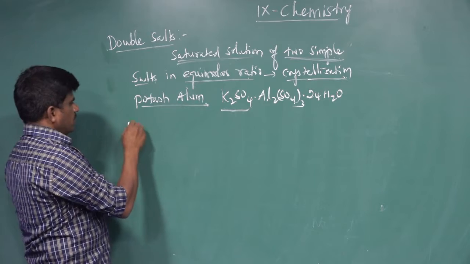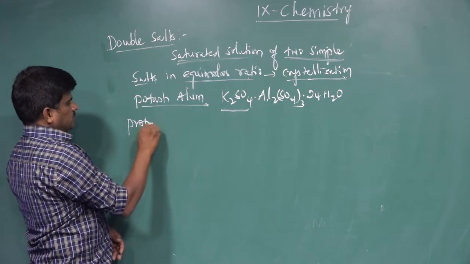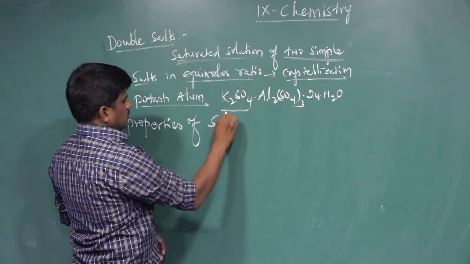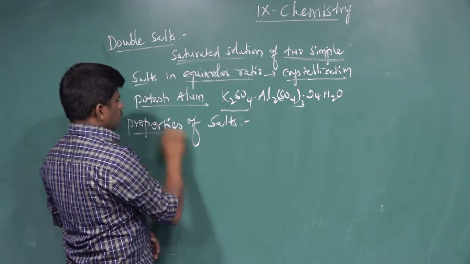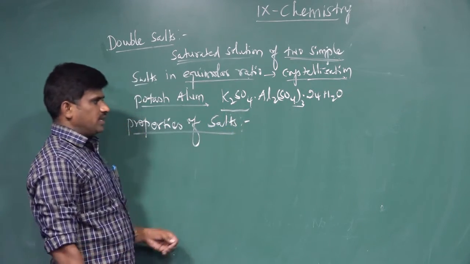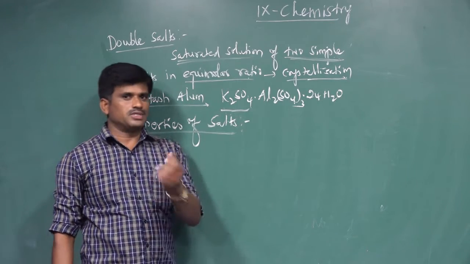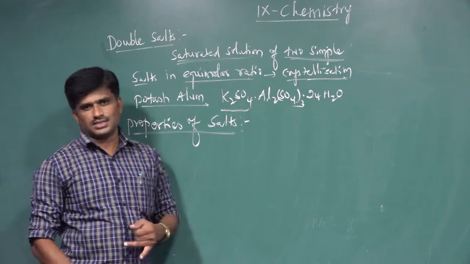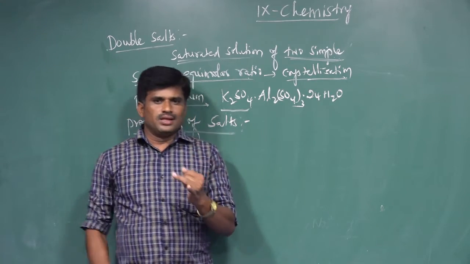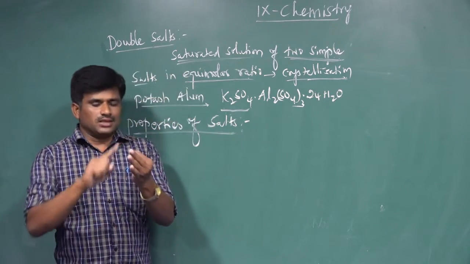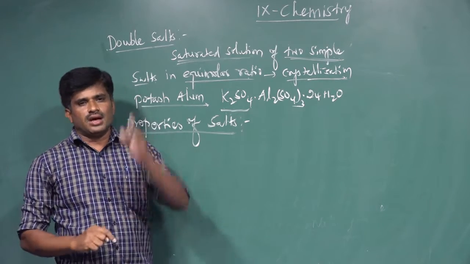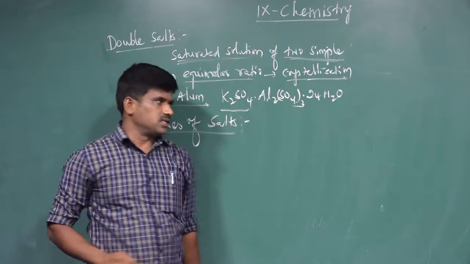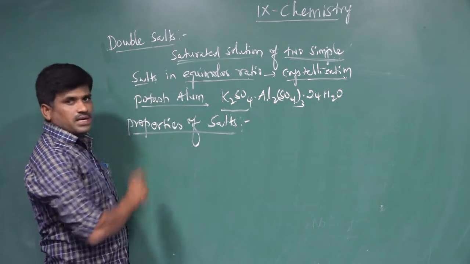Next we go to the properties of salt. Before understanding the properties of salt, can you say what types of salt we have discussed so far? One is normal salt, second is acidic salt, third is basic salt, and the last is double salt. There are four types of salt we discussed. Now we go to the properties of salts.